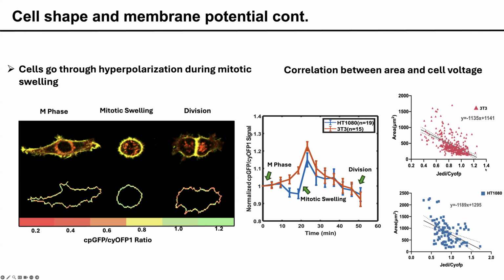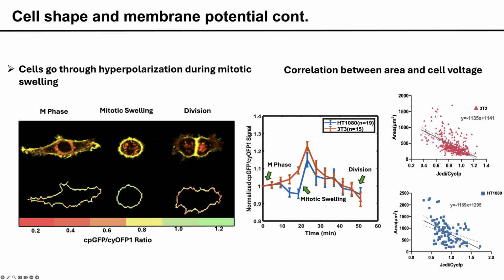So if you just look at the cells in general, you see a negative correlation between cell area and membrane potential. So if the cell area is large, the cell is generally more depolarized. Sorry, hyperpolarized. Larger cells are typically more depolarized, and then smaller cell area corresponds to a hyperpolarized state.